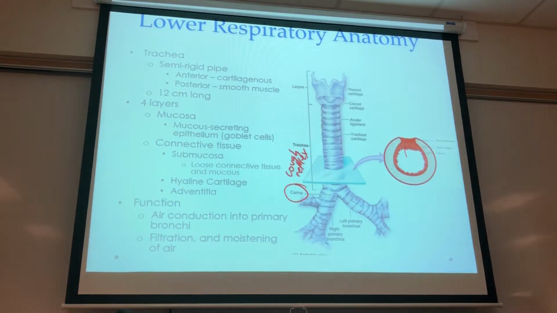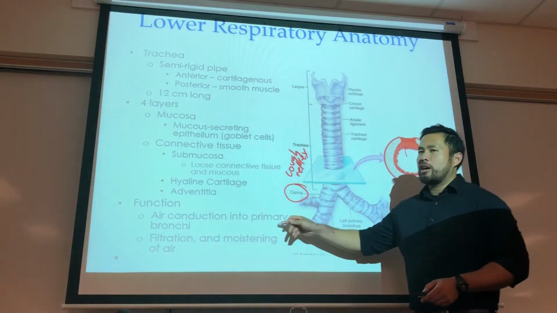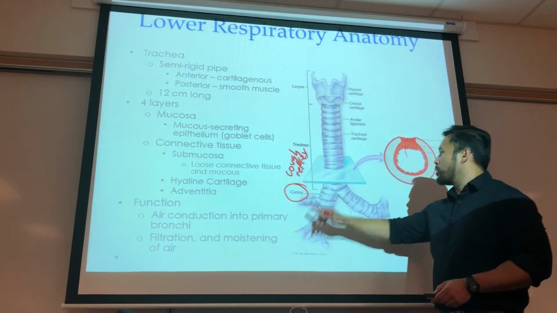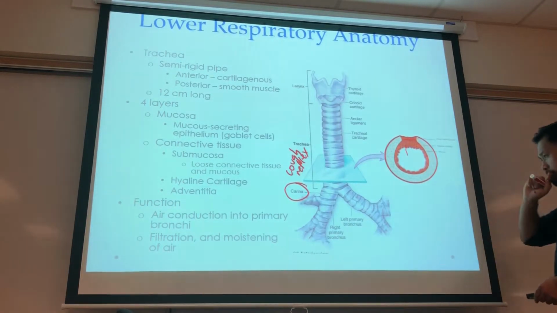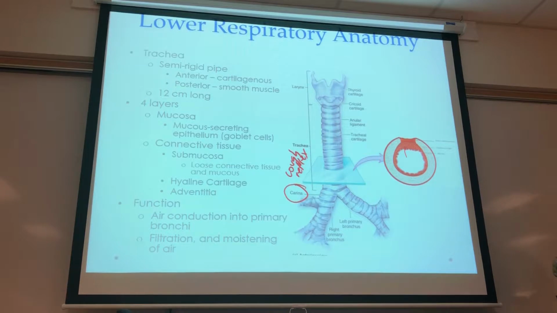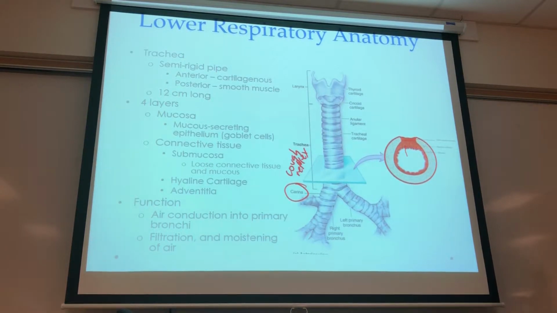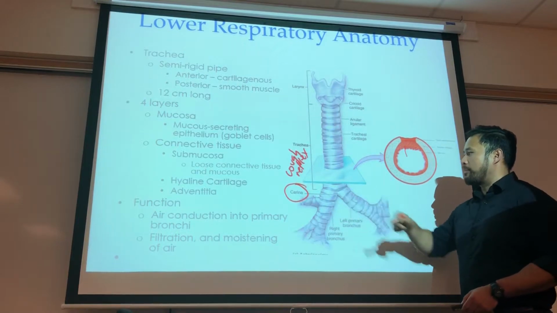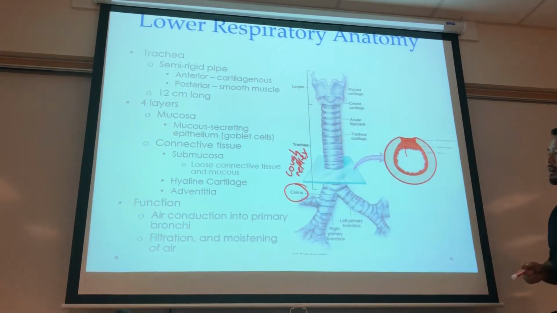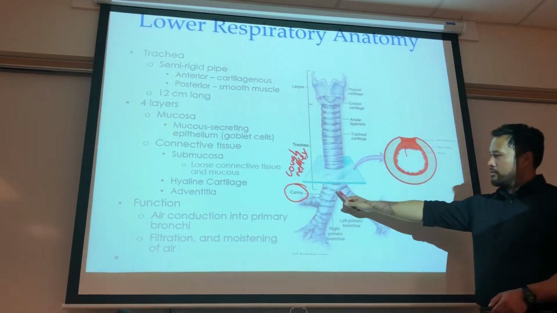The other thing to look at in the lower respiratory anatomy is that it allows for conduction. Again, it's part of the conducting zone that will split between the left and the right primary bronchus, or bronchi. Again, the purpose of the conducting region is to filter and moisten the air and warm the air back up to body temperature.